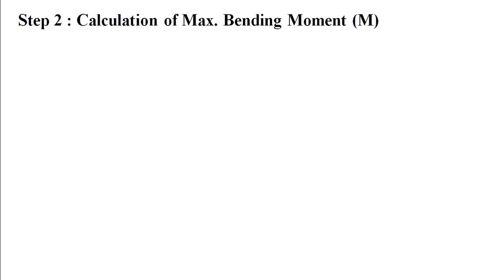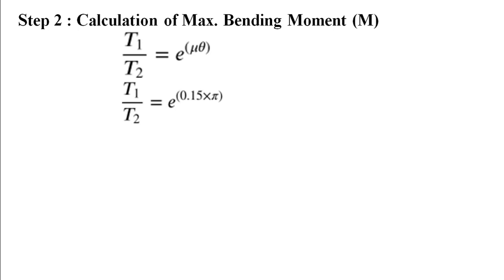Now, second step, calculation of maximum bending moment, means capital M. For that, we know the formula of tension ratio, which we have learned in theory of machine subject. Capital T1 upon capital T2 is equal to e raised to mu theta. In that, capital T1 is tension in tight side and capital T2 is tension in slack side. Now, putting the values of mu and theta into the equation, we will get capital T1 upon T2 is equal to e raised to 0.15 into pi. By simplification, we will get T1 is equal to 1.61 T2.